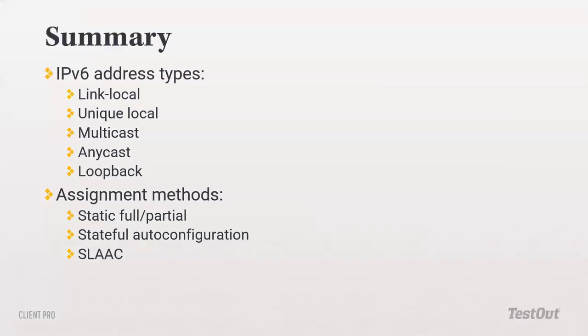Okay, so much for IPv6. So here are the 5 different addresses that we talked about: link local, unique local, multicast, anycast, and loopback. Here's how we assign those addresses manually or in conjunction with the EUI64. Then stateful auto configuration again would be using the DHCP version 6 server, and the SLAAC process for combining a prefix with the client or host ID.